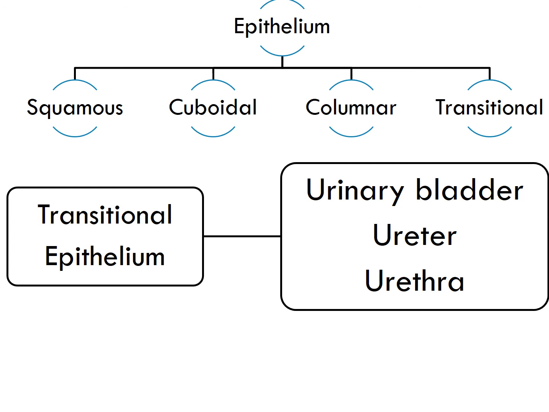Let us have a quick summary of the types of epithelium: squamous epithelium, cuboidal epithelium, columnar epithelium, and the transitional epithelium. There are mainly two questions which are frequently asked from this topic: the linings of the urinary bladder, ureter, or urethra are made by transitional epithelium, and the linings of the mouth, esophagus, and vagina are made by stratified squamous epithelium.